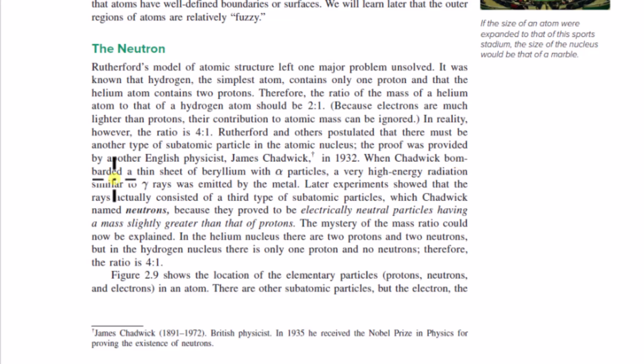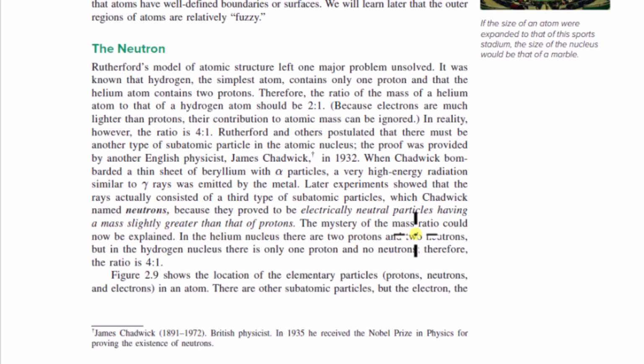When Chadwick bombarded a thin sheet of beryllium with alpha particles, a very high-energy radiation similar to gamma rays was emitted by the metal. Later experiments showed that the rays actually consisted of a third type of subatomic particle, which Chadwick named neutrons, because they proved to be electrically neutral particles having a mass slightly greater than that of protons.